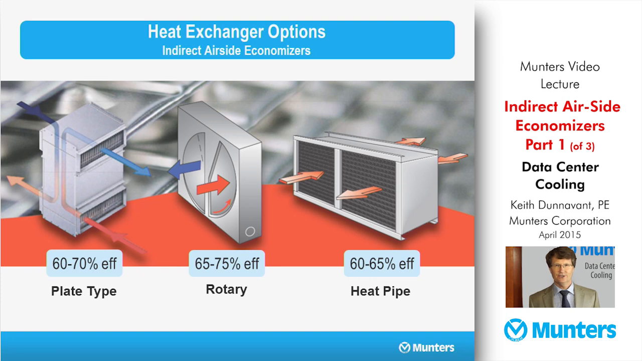Looking at your different heat exchanger types, first we've got a plate type heat exchanger, typically operates in the range of 60 to 70% effectiveness. Next we have a heat wheel type heat exchanger, operates usually 65 to 75% effective. And then lastly, a heat pipe type heat exchanger, operates 60 to 65%. Munters makes all 3 of these types of heat exchangers and many more.